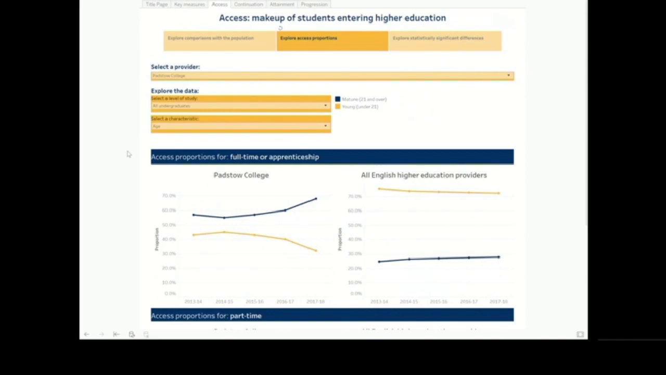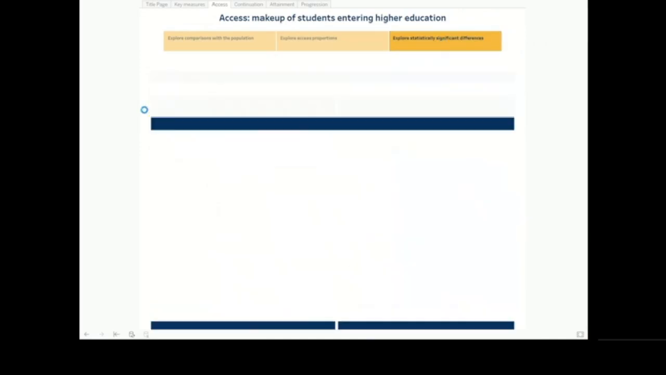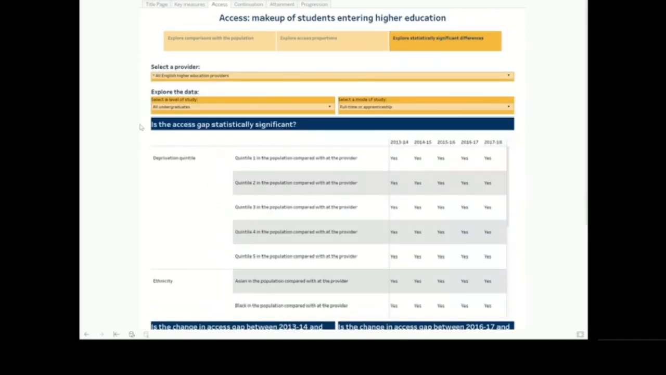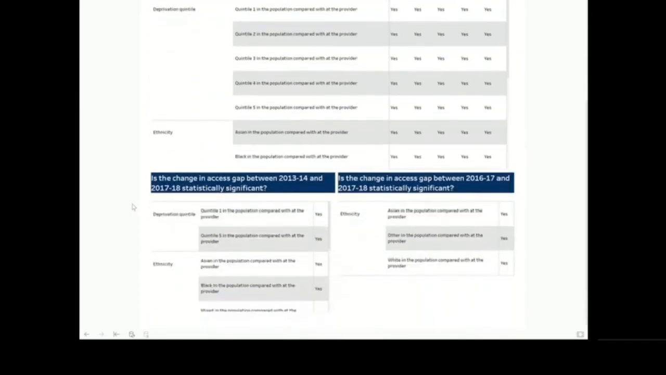The final selection across the Access tab summarizes statistically significant differences at the provider compared to the underlying population. The table at the top allows us to quickly see where in-year gaps are statistically significant. The tables at the bottom show similar data for changes in gap across the time series.